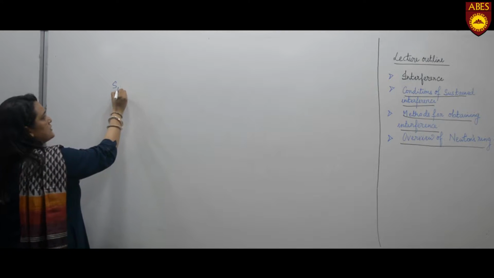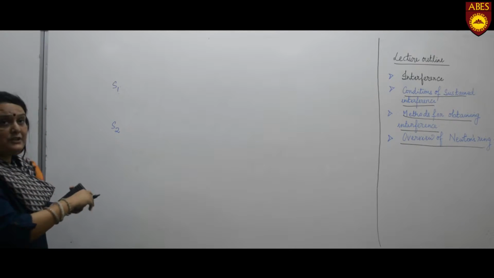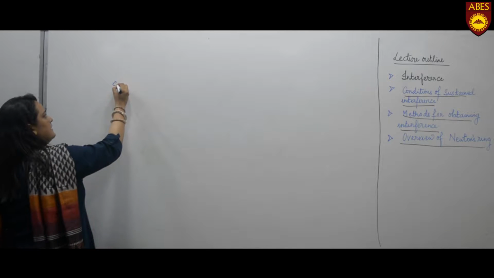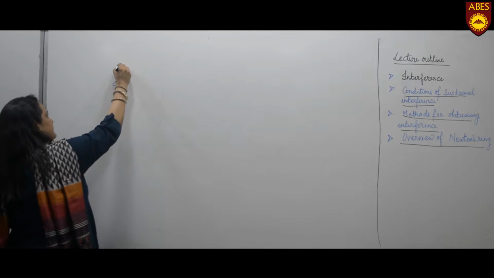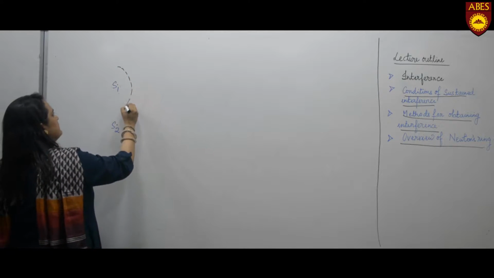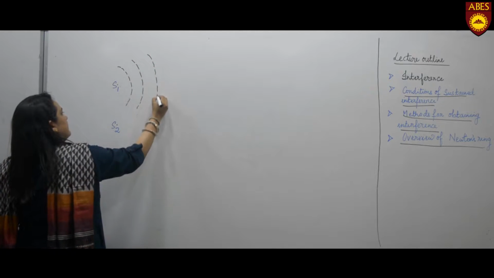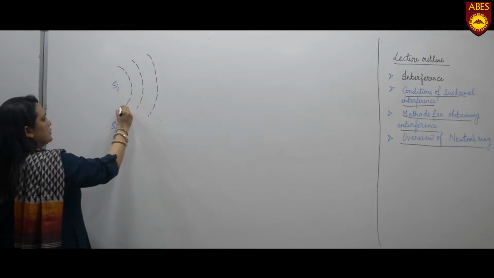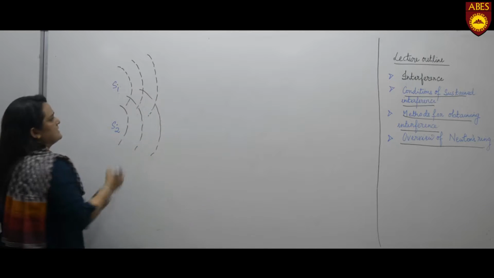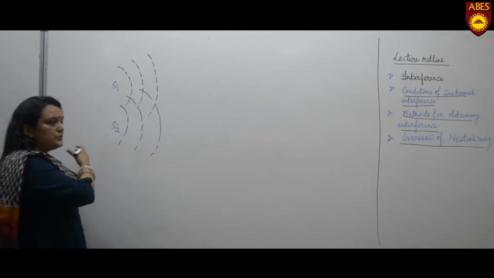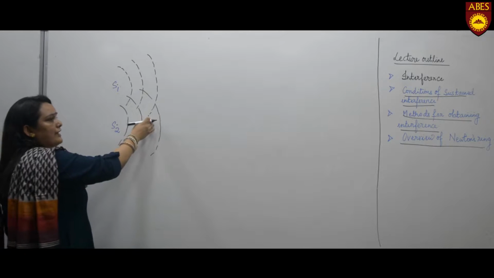Suppose I have one source S1 and another source S2. According to Huygens construction, what happens? If these two are point sources, light can spread in the form of spherical wavefronts from both S1 as well as S2. When they travel through the medium, there are chances of overlapping of one wavefront with that of the other.